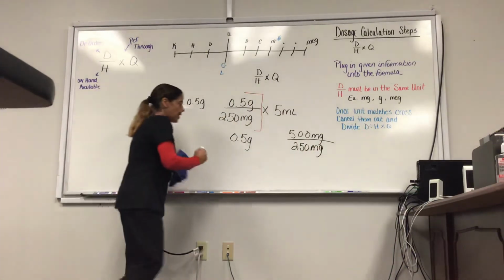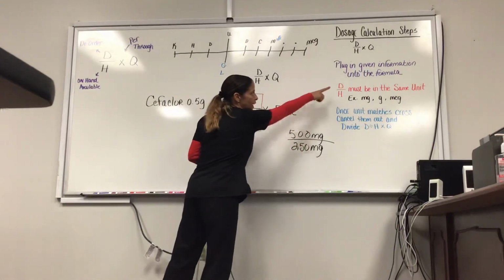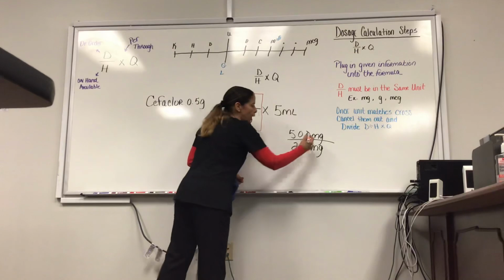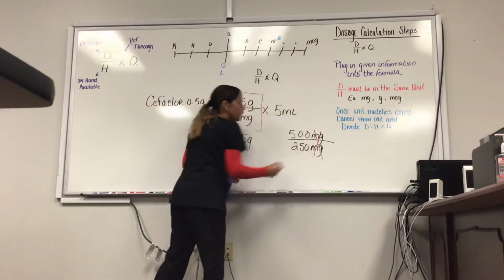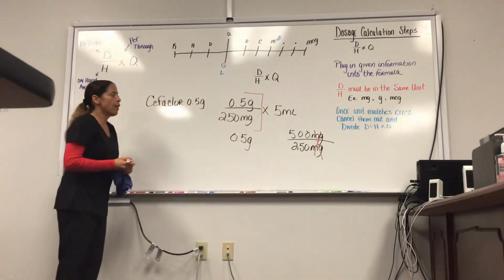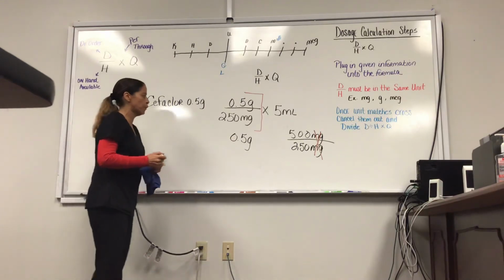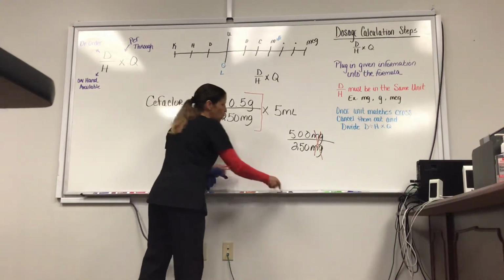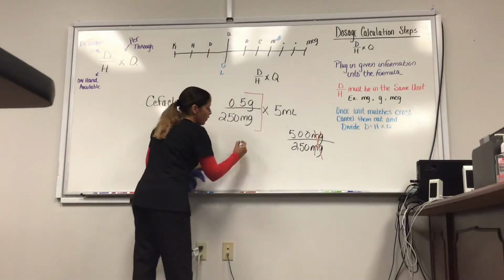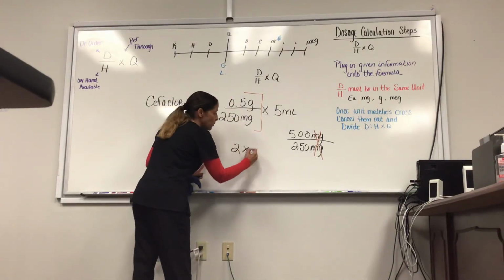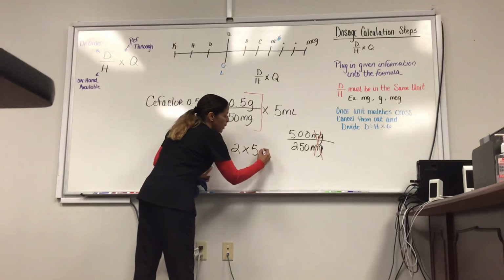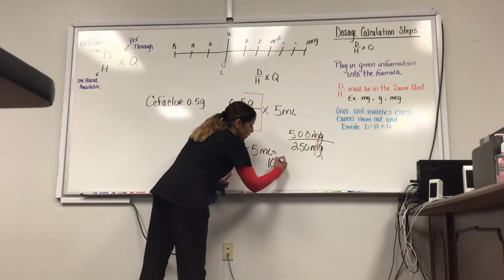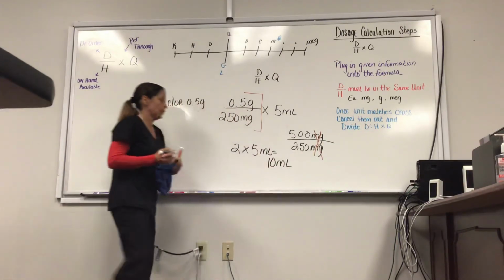Next step, once you have it in the same unit, we can go ahead and cross cancel that unit out and simply divide. 500 divided by 250? 2. So we ended up with 2. So we would have 2 times 5 milliliters equals how many? 10 mLs.